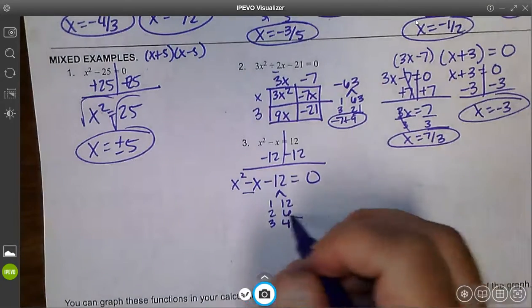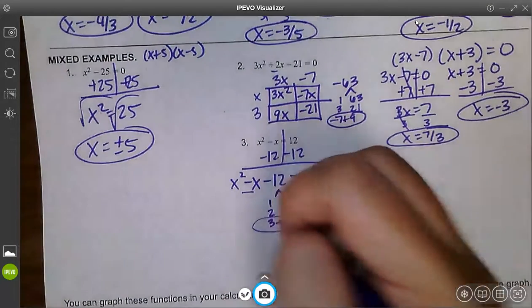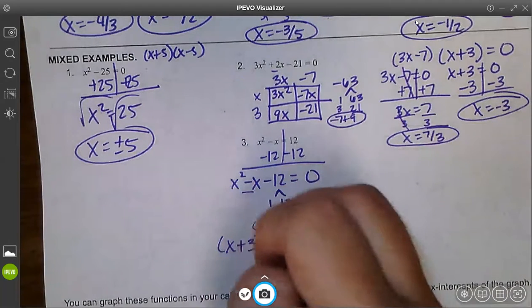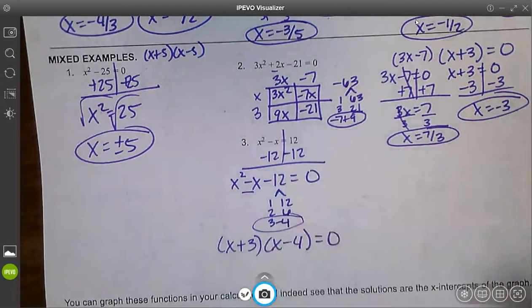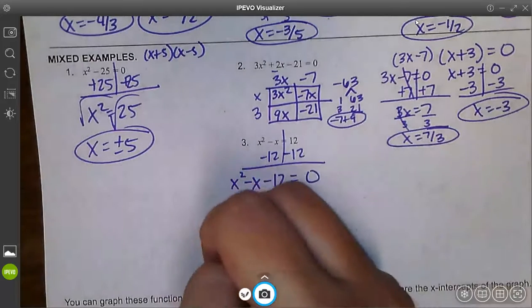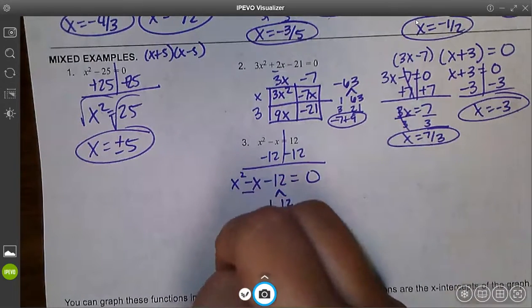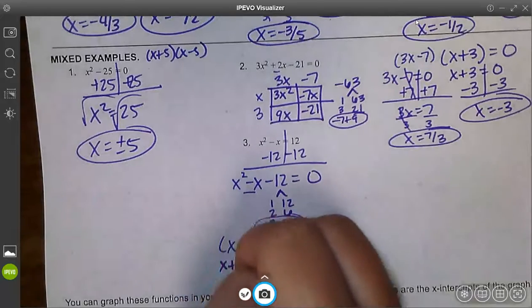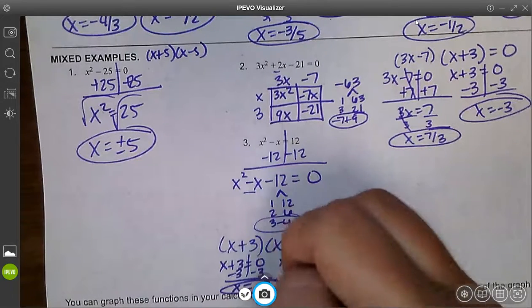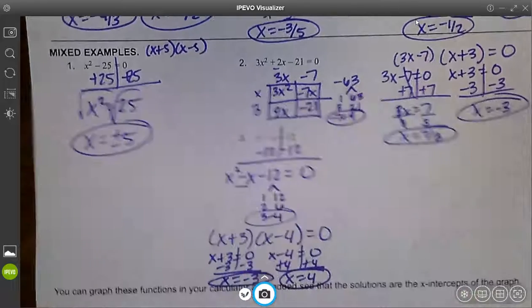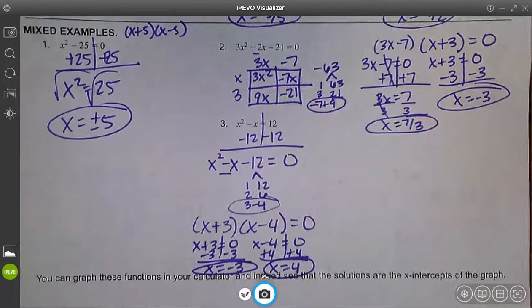To get -1, I'm going to use 3 and 4, -4. So I have x plus 3 and x minus 4. Set each piece equal to 0 using the zero product property to solve. Subtract 3 from both sides here, x equals -3. Add 4 to both sides here, x equals 4. You can graph these in your calculator, and we will talk about that.